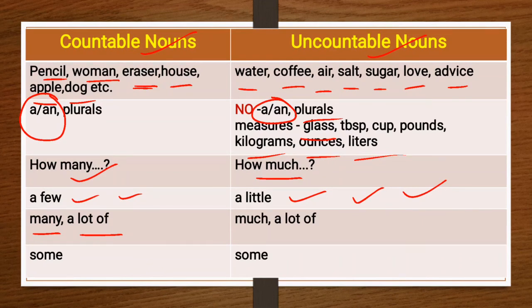In the same way, the word some can be used with both countable and uncountable nouns. Some houses are not numbered in my area. It means we do not know how many houses are not numbered. I have some water in my bottle. That means I'm not sure about the quantity of water which I have in my bottle.